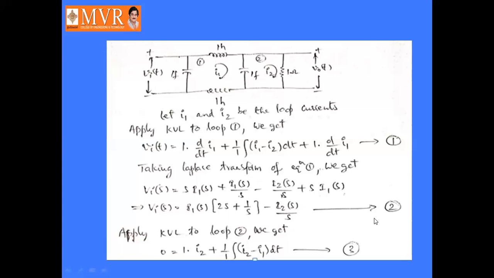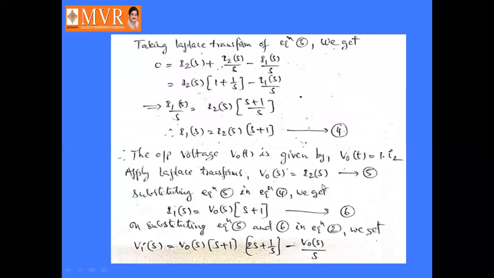In the same manner we will apply KVL to loop 2. So KVL to loop 2: the input voltage is 0, equal to 1 into I2 plus 1 by 1 into the integral of I2 minus I1 into dt. That is equation number 3. In the same manner, taking Laplace transform of equation number 3, we get 0 equal to I2 of S plus I2 of S by S minus I1 of S by S.